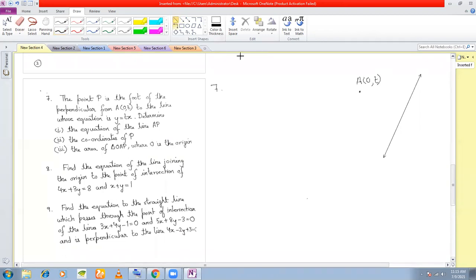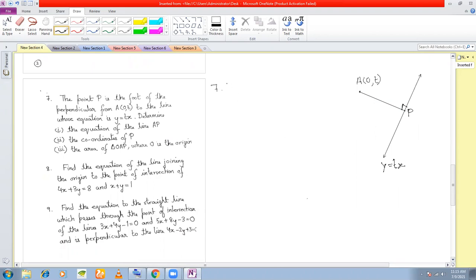From A, we draw a perpendicular. And the foot of this perpendicular from A on this line, which is y is equal to tx, is P. So this is the foot of the perpendicular. Question is determine the equation of AP. Now we proceed exactly in a similar manner.